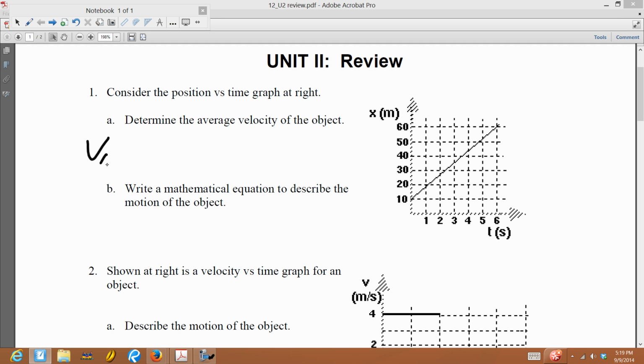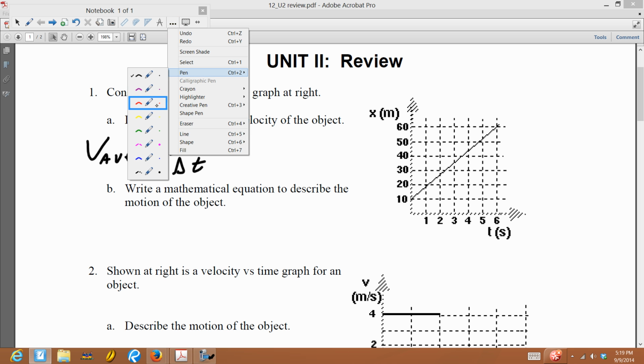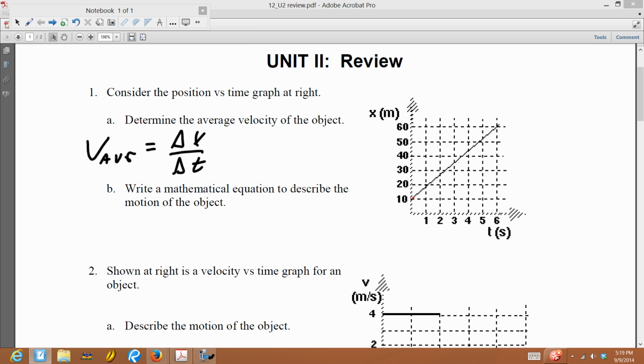Okay, so here's our average velocity. I'll put a little average down at the bottom. Change in position over change in time. And the change in position is the rise on the graph, which would be y2 minus y1. 60 is y2, 10 is y1, and the difference would be 50.